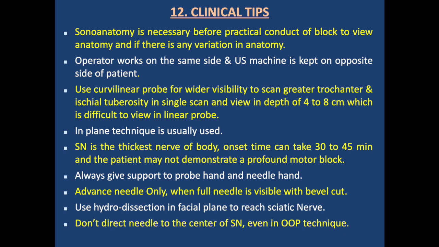Clinical tips. Sonoanatomy scan is necessary before the actual conduct of the block to view anatomy and if there is any variation in anatomy. The operator works on the same side and the ultrasound machine is kept on the opposite side. We use a curvilinear probe for wider visibility to scan greater trochanter and ischial tuberosity in a single scan and view in a depth of 4 to 8 cm, which is difficult to view in a linear probe.